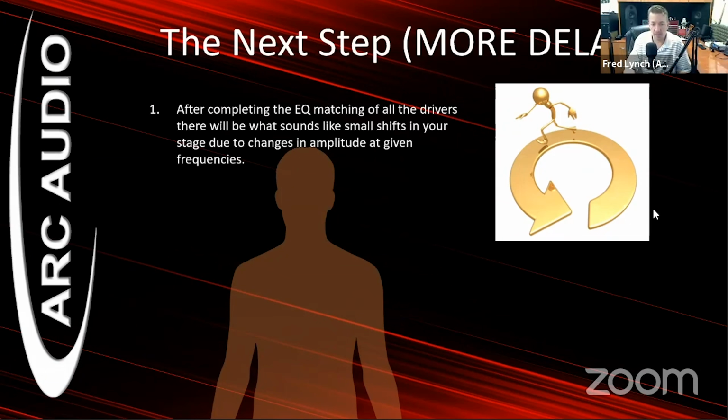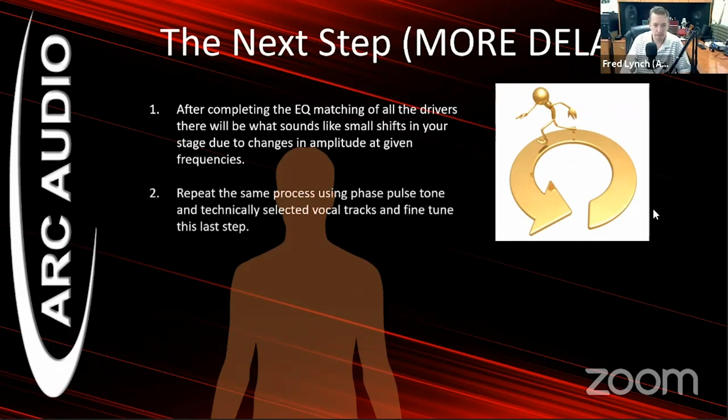Usually it's just going to be very small adjustments at this point, but you can do it to really button up that stage and give you that presence where you let your friend get in your car, and even though you got no center channel speaker, people think you have a center channel speaker hanging right there from your rearview mirror. So repeat the same process using the phase pulse or the vocal tracks. That's totally up to you.